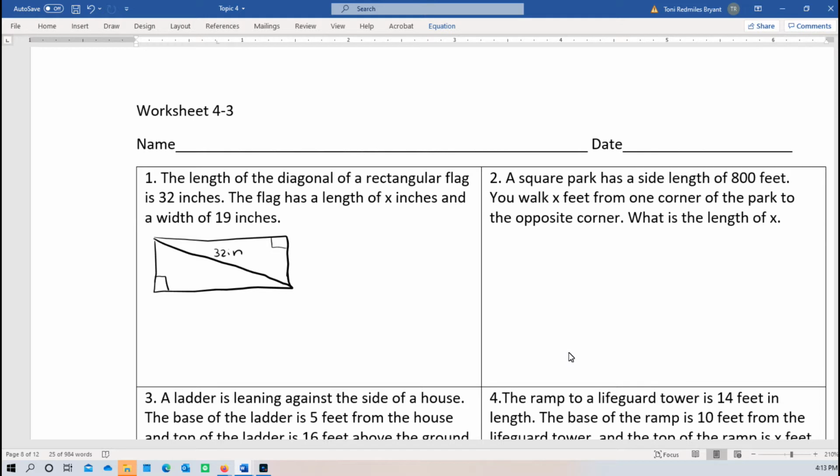8 of x inches and a width of 19. All right, so we're missing B. Okay, that could be A as well, either one. I'm going to make it B. If you make it A, you're going to get the same answer as me. All right, so A squared is 19.